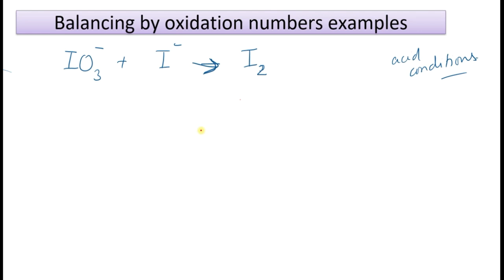Okay, just follow the method. Now there are 2 iodine species on the left, ions or atoms here. This is plus 5, this is oxidation state minus 1, and this is 0. So as you can see, this iodine is changing from plus 5 to 0 and also from minus 1 to 0. So it is a redox reaction.